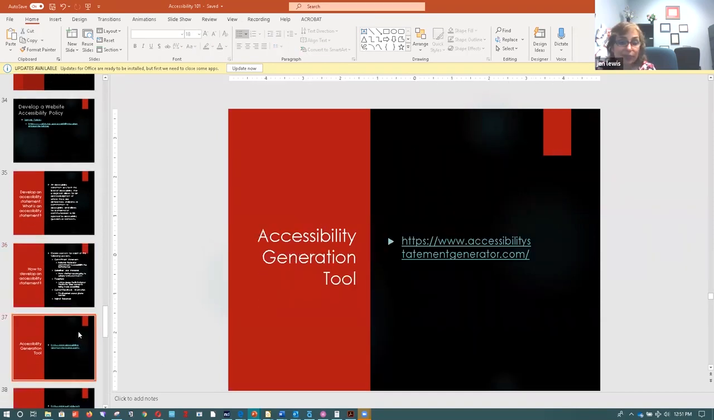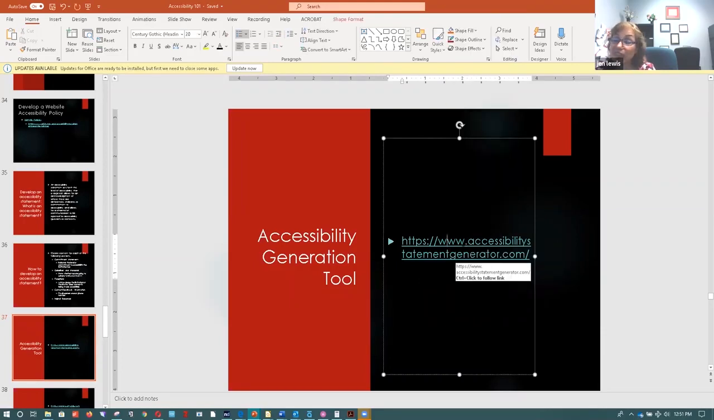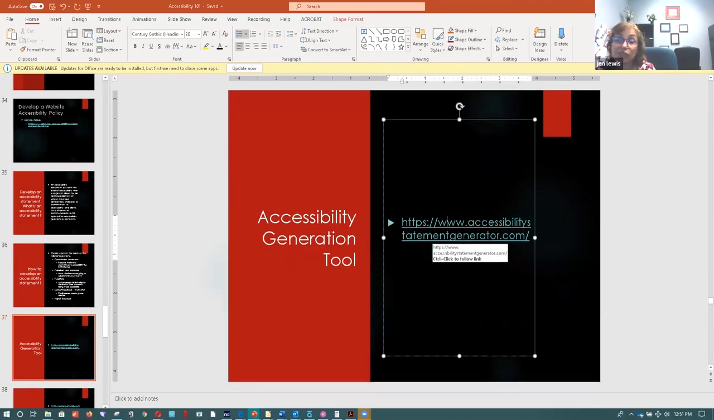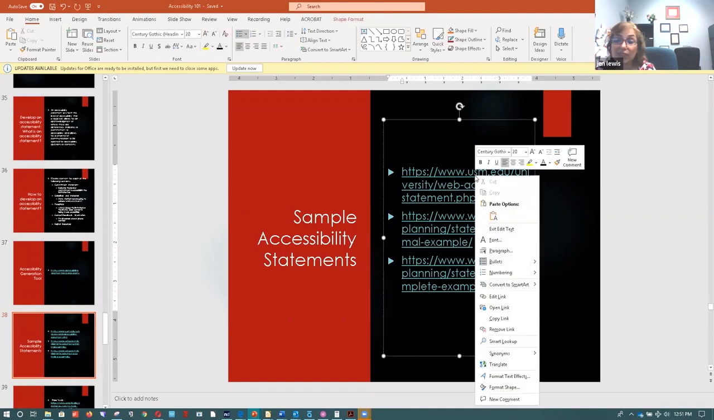Hold on one second. Oh, actually, this one is not good. This is a tool that actually helps you generate the statement. So you can just click on that and fill out the answers, and it will actually give you information. And here are some sample accessibility statements.